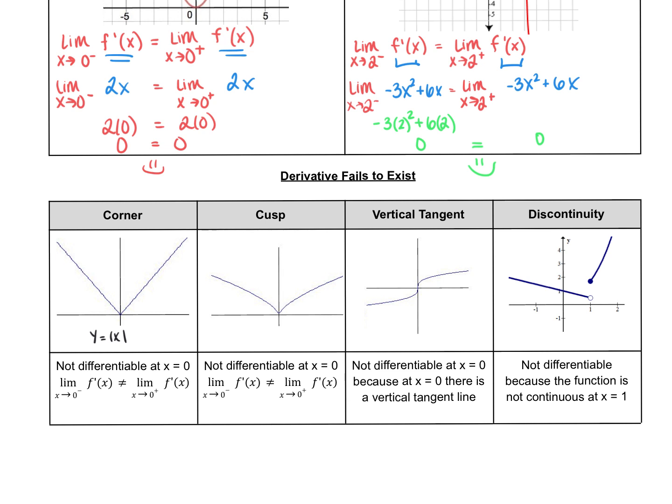A derivative won't exist at a vertical tangent. It's not differentiable there because it's technically undefined, right? There's your vertical tangent at x equals 0. And same thing at a discontinuity. We don't have a derivative at a discontinuity because it's not continuous, right?